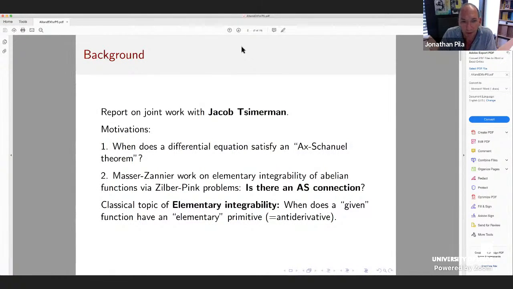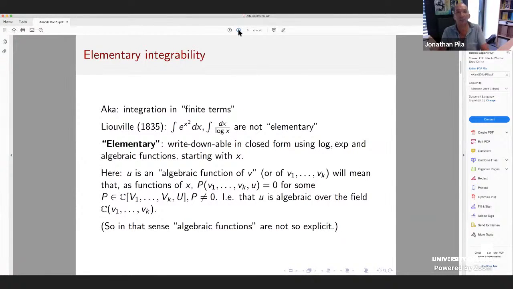So I'm going to first talk a little bit about the classical topic of elementary integrability, which is about when does a given function have an elementary primitive or antiderivative. So this is also sometimes called integration in finite terms. And maybe the most famous result in the subject is due to Liouville in 1835, when he proved that things like the error function, e to the x squared, and the logarithmic integral, integral of dx over log x, are not elementary functions.